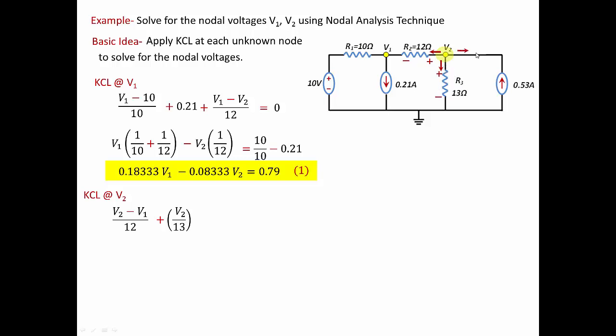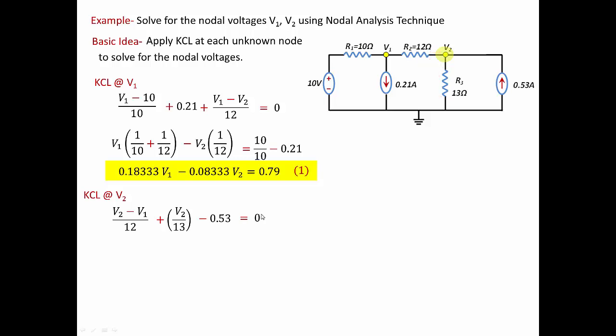Plus the current leaving this branch. The current leaving this branch is going to be negative, or minus, the current going into the node, right? Because we know that the current leaving this branch is the same as the current source in magnitude, but with the opposite sign. So we're going to say that the current leaving this branch is going to be the negative of this current. So that's basically going to be minus 0.53, and this will equal 0.